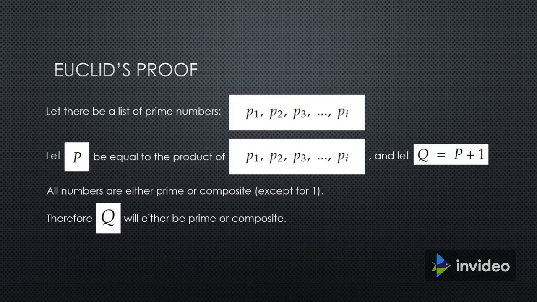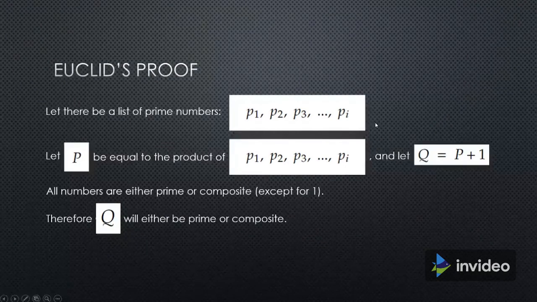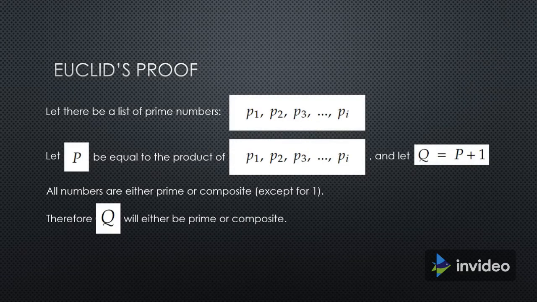If Q is a composite number, then that means that it can be expressed as a product of its prime factors. But because P and Q are consecutive numbers, P and Q don't share any factors. And what this means is that Q will be a product of a prime number that was not present in your original list of prime numbers, which means that you've found a new prime number.